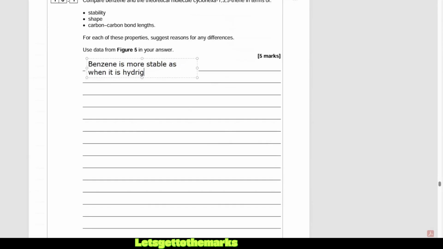So benzene is more stable. They asked us to compare stability. Well, benzene would be more stable, and we can see this because when it is hydrogenated, like that, it releases minus 208 kilojoules per mole, compared to the cyclohexa-1,3,5-triene, which releases 360 kilojoules per mole. So it's obviously less stable, the cyclohexatriene.